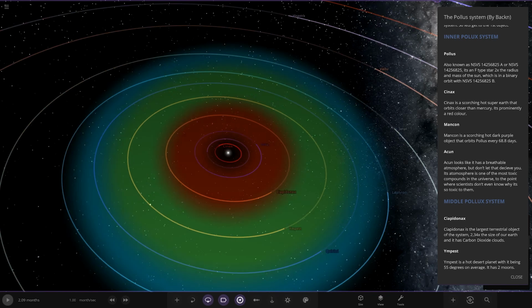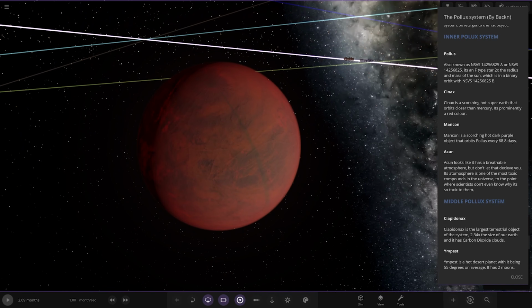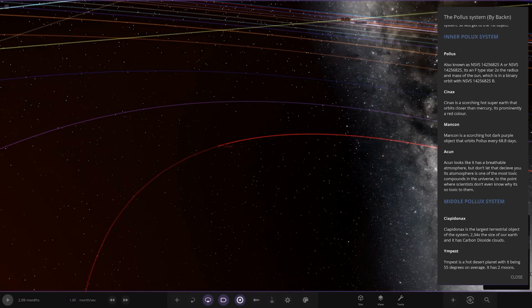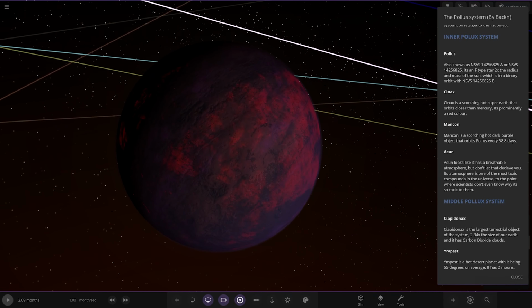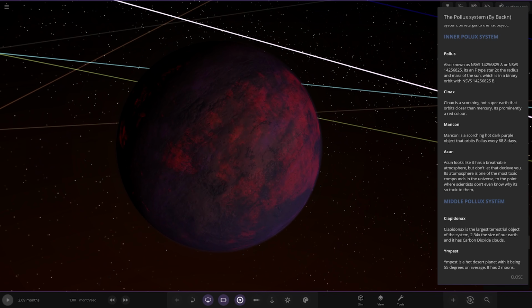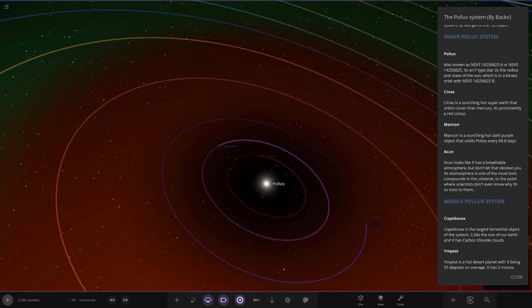Ooh, what's that unknown? Okay. First of the planets. This looks like it's the one from the thumbnail, actually. "Synax is a scorching hot super-Earth that orbits close to the Mercury. It is primarily a red colour." Very nice. Okay. Next up, we've got Mancon. "A scorching, hot, dark purple object that orbits Pollus every 68.8 days." Okay, so it orbits quicker than Mercury orbits our Sun.